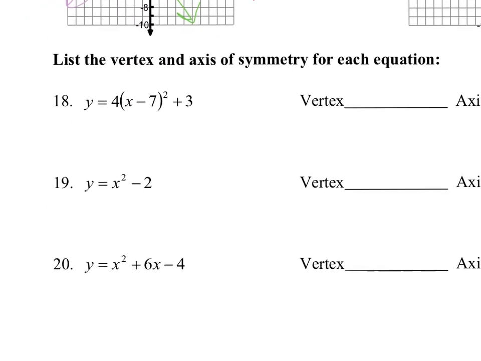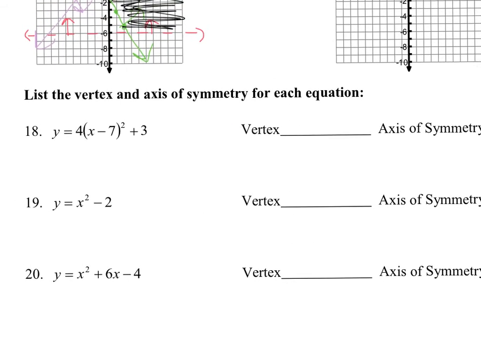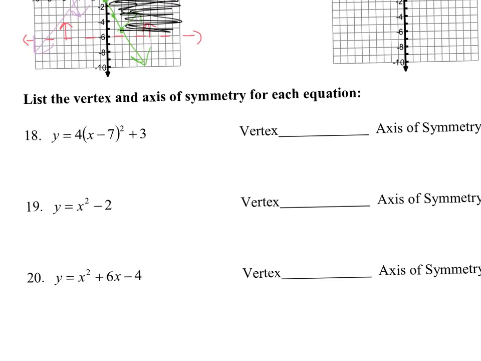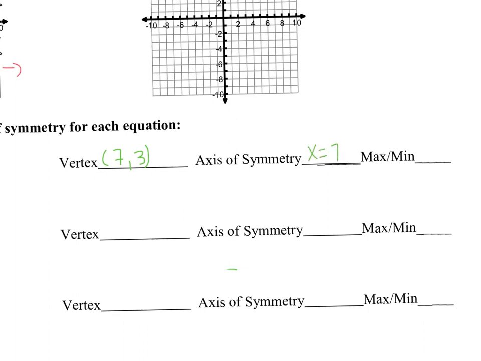So let's go down to start talking about quadratics. Okay. Remember that we have a couple forms for quadratic. The first one is considered vertex form. Vertex form is named that because it gives you the vertex. So the vertex is going to be 7, 3. The axis of symmetry is x equals 7. And since the a value is 4, you're going to have a minimum at 3.